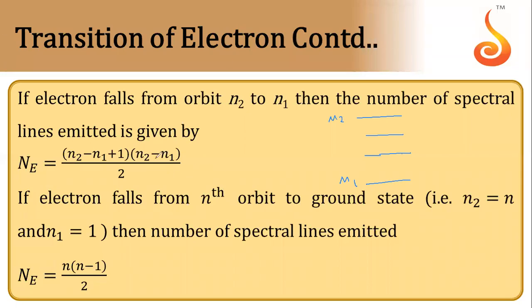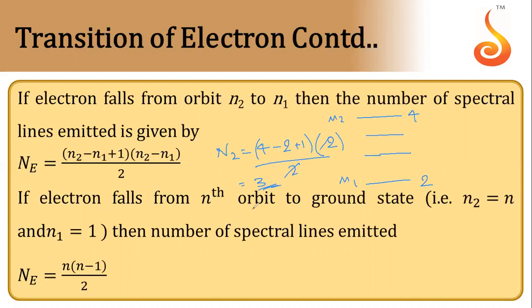Next is, if an electron falls from orbit n2 to n1, then the total number of spectral lines emitted is given by this formula: (n2 minus n1 plus 1) into (n2 minus n1) by 2. Let's say the electron jumps from the fourth to the second orbit. Then n2 will be 4, n1 will be 2, into n2 minus n1, which is 2, divided by 2. So it will be 2 plus 1, 3. So a total of 3 spectral lines will be observed in this case.